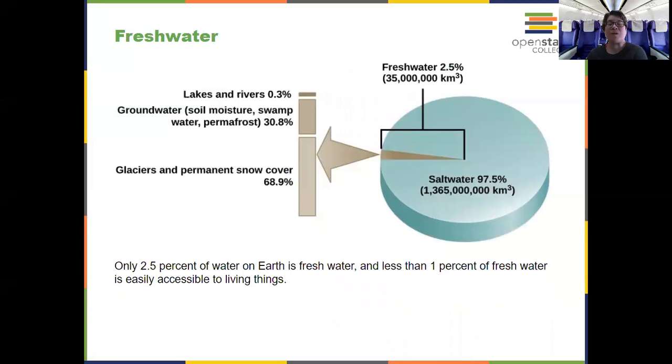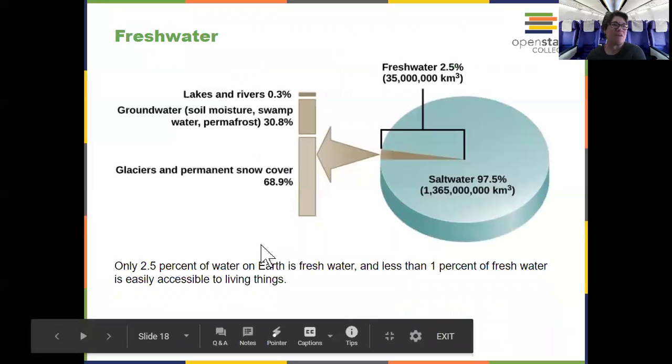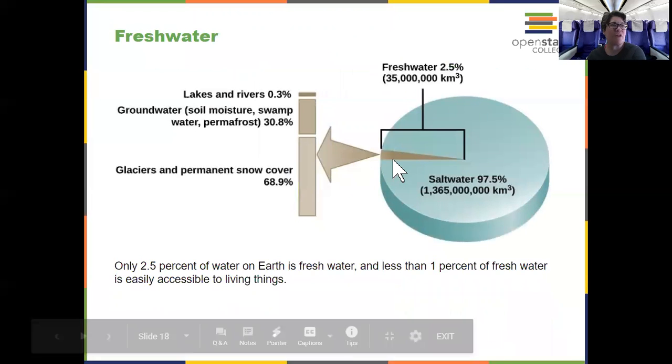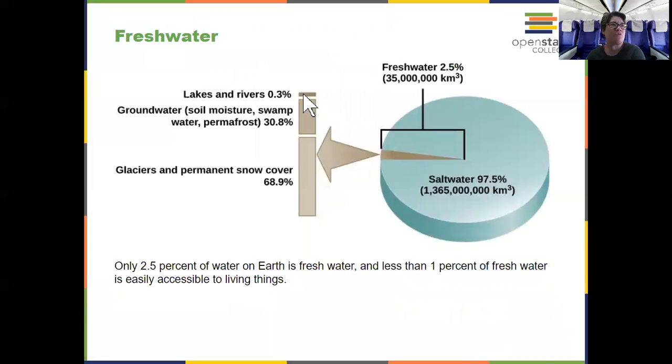So here's water. Water is one nutrient that cycles. Most of our water, as you know, is tied up in salt water, and a very small sliver of it is fresh water. If we broke down that freshwater sliver, only 0.3% is lakes and rivers, 30.8% is groundwater, which we would use here, and then glaciers and permanent snow cover the rest. So a very small fraction of the water on Earth is available for drinking.